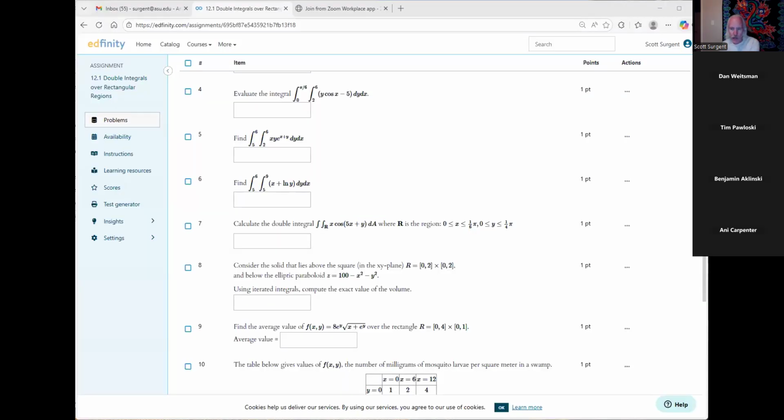So we're going to look at 12.1, number 8. I shall share the screen. Again, mine might look a tiny bit different than yours. Let's see. You just copy it down.